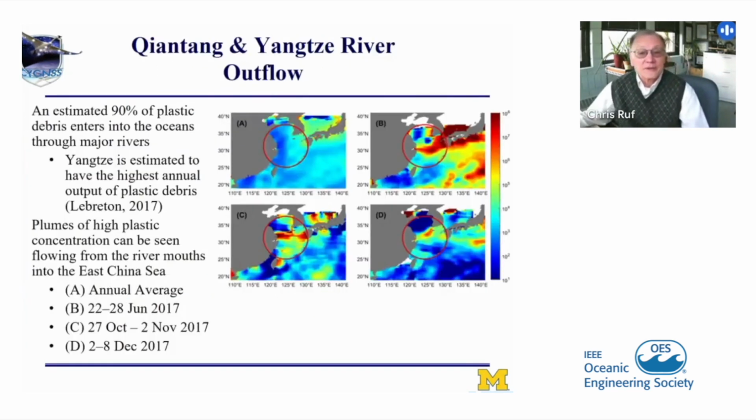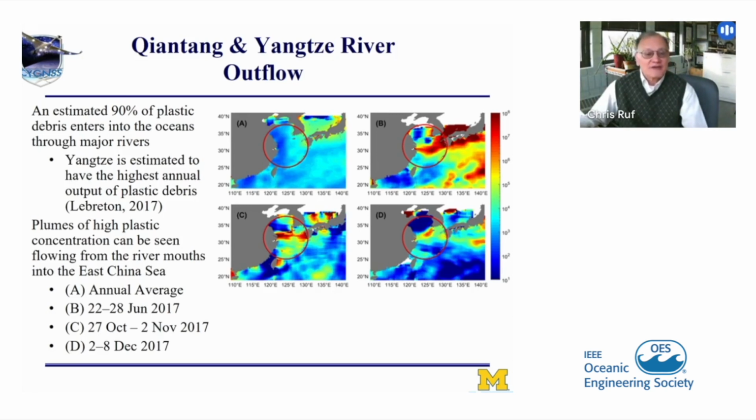Okay, and then the next application is looking at the outflow from rivers. We zoomed in on the concentrations that we're estimating near the mouth of the Yangtze River, which is where the city of Shanghai is at the mouth of the Yangtze. So that's kind of right here. And then looking at what happens.